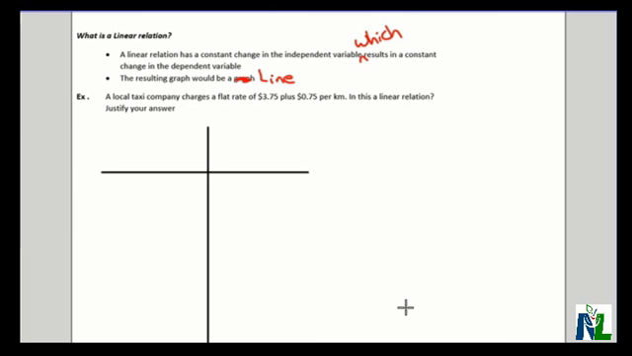What is a linear relation? A linear relation has a constant change in the independent variable, which results in a constant change in the dependent variable. The resulting graph would be a line.